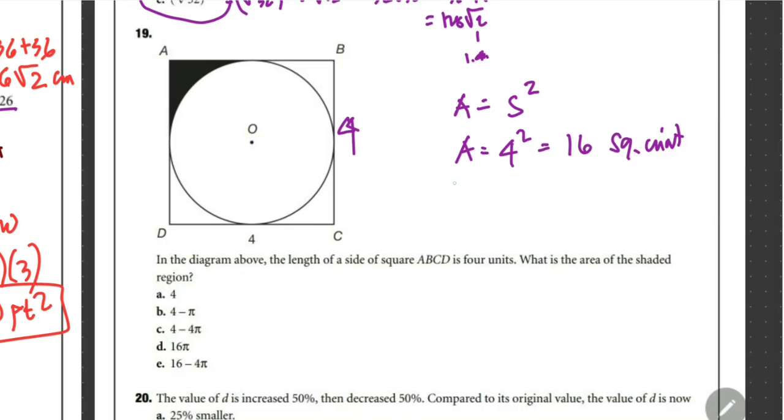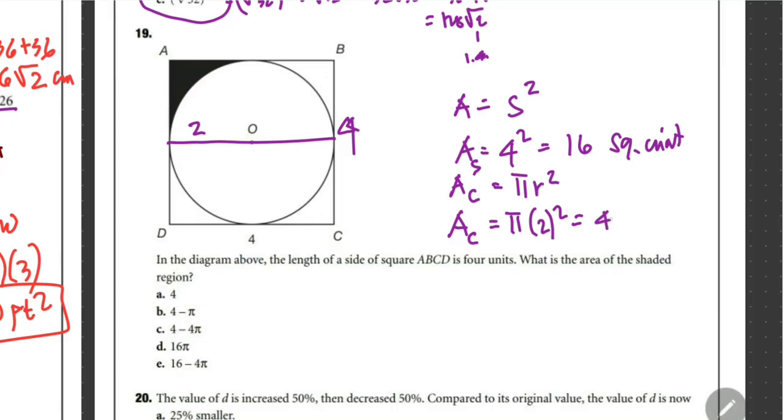And we know that the area of the circle is pi r squared, where r here is the radius. So from here to here, that is the diameter of the circle, which is also 4 units. The diameter of the circle is twice the radius. Therefore, the radius of the circle is 2 units. So this is pi times 2 squared, which is just 4 pi. So that's the area of the circle.